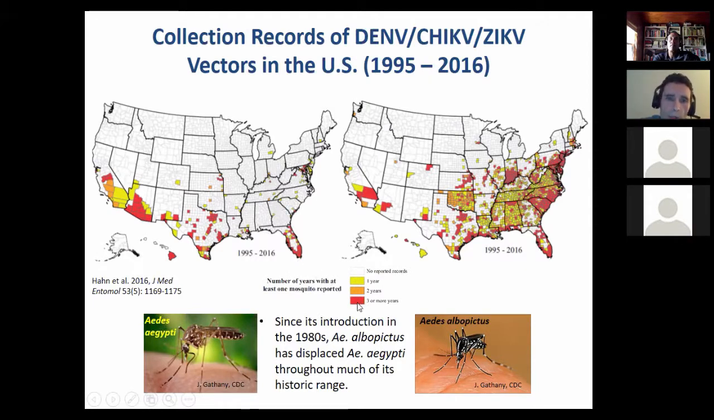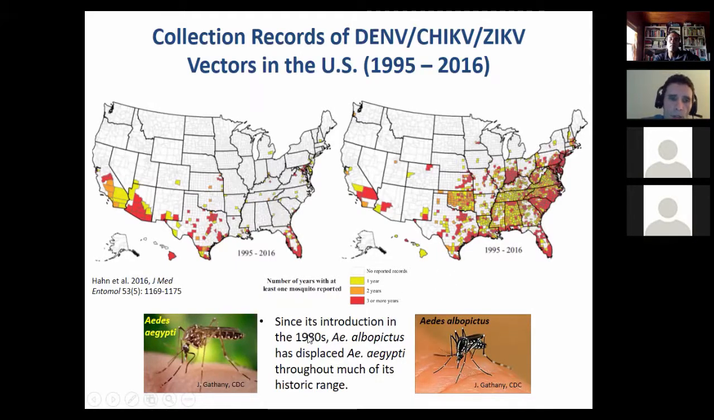Red means that the mosquito was collected there 3 more times. On the left, we have the yellow fever mosquito. On the right, we have the Asian tiger. And you can see that the Asian tiger mosquito is a lot more common. Now, this was introduced in Texas in the 1980s and has since spread.